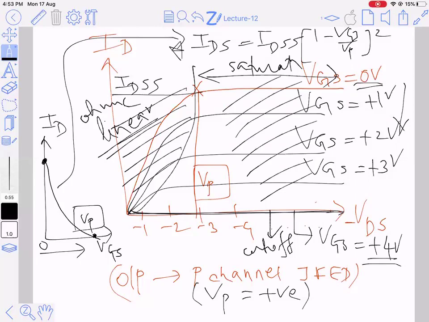For BJT, as I mentioned, it is just opposite. For BJT, this part becomes the saturation part, this part becomes the forward active part, and that is the cutoff. We want our BJT to operate in forward active. This region is called forward active for BJT, and this region is called saturation for JFET.